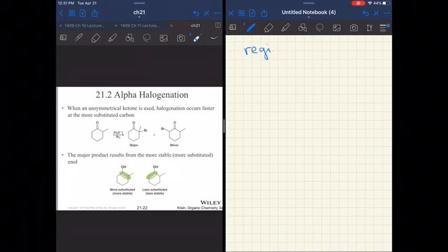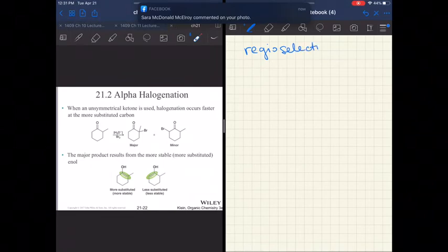Something that is important to note about alpha-halogenation is the regioselectivity.